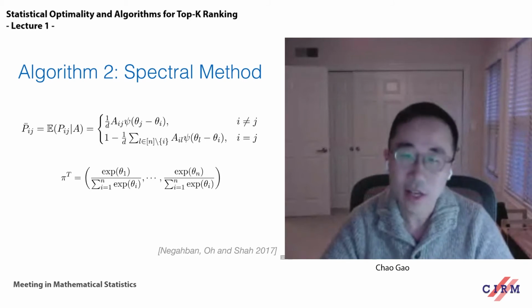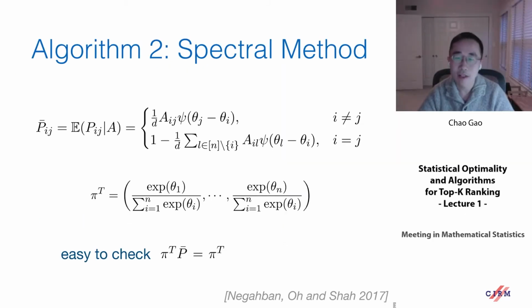It is easy to check that pi transpose times the conditional expectation of the sample version of the transition matrix equals pi transpose. So this pi is indeed the stationary distribution of the population version of the Markov transition matrix. According to the definition of pi, obviously ranking players using pi is equivalent to ranking players using theta, which is the skill of the player. This is how the algorithm works. The spectral method can be understood as an estimator of the Markov chain from the data.